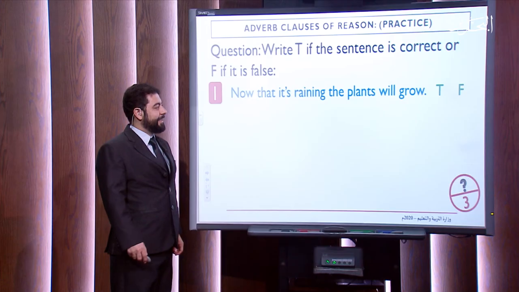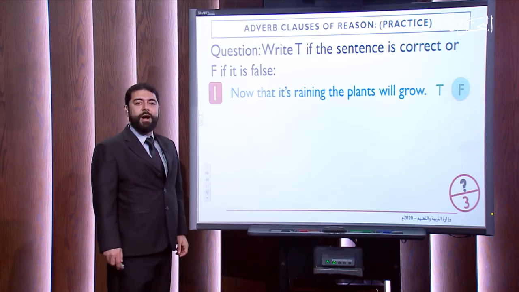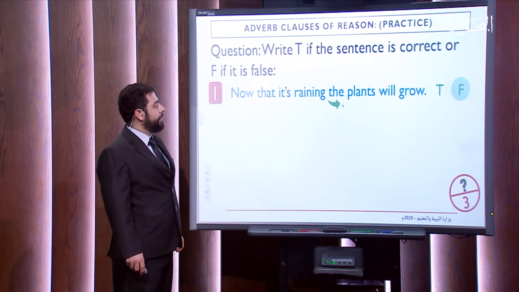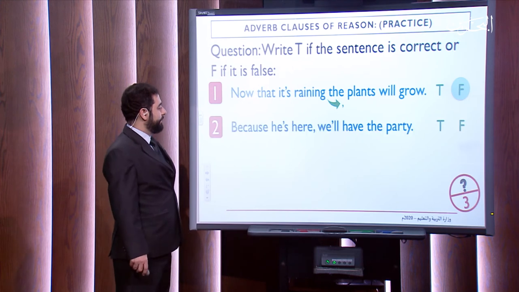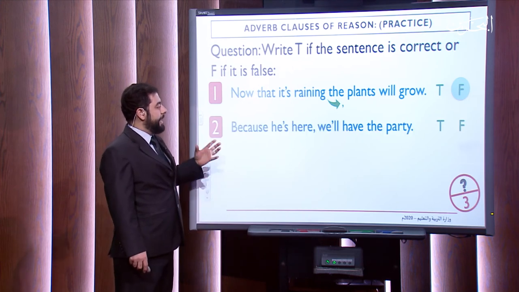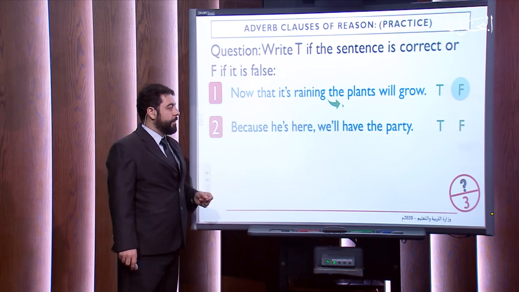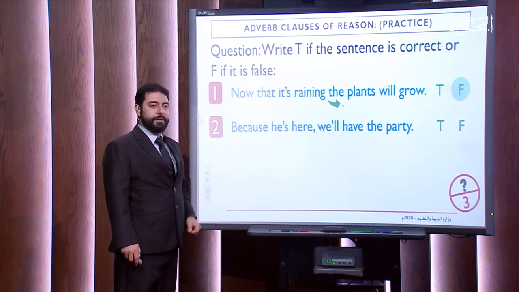Okay, let's check the answer. The answer is false. Why is that? You have to add a comma to make it right. All right, number 2. Because he's here, comma, will have the party. True or false? 5 seconds.